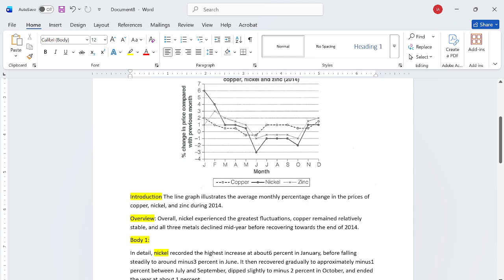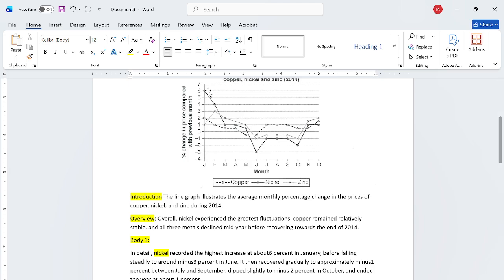Now we will make body 1 and body 2. In body 1 paragraph we will discuss nickel because it shows significant changes. Now we start with nickel. Look at the figure.